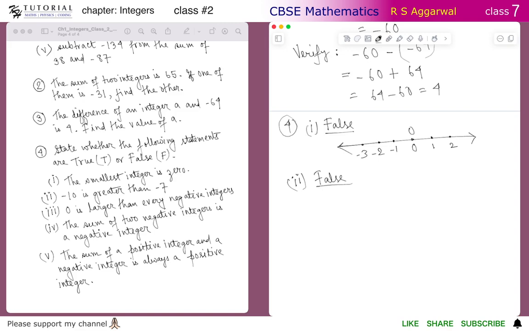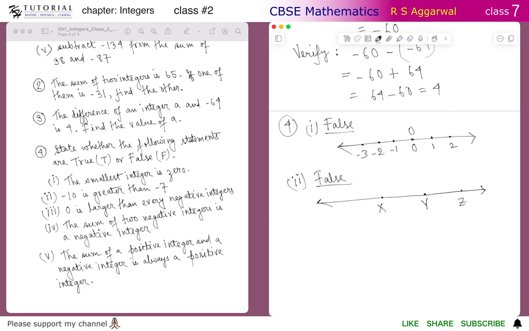Now any point on the number line, if x and y are any points, I am talking in general, if x and y are any points on the number line, let's say like this, then definitely x is less than y. Also, if z is greater than y and x is less than y, x is also less than z.